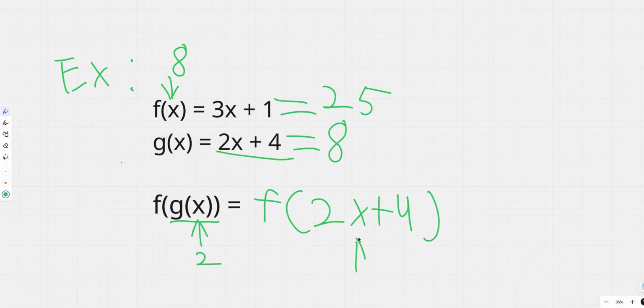So if we input 2, we still don't get this without using this. We have to use this function. So we need to input this for f of x. For f. So yeah.